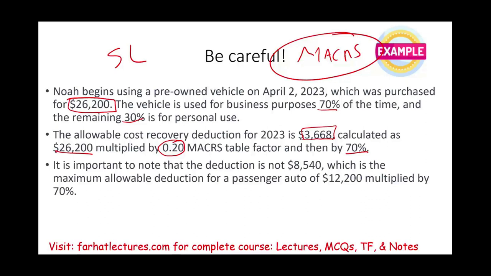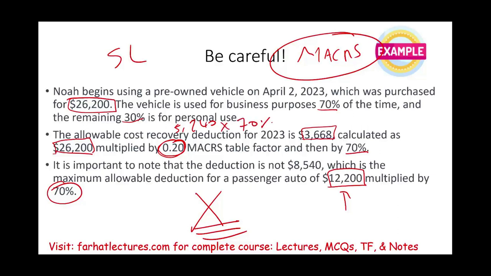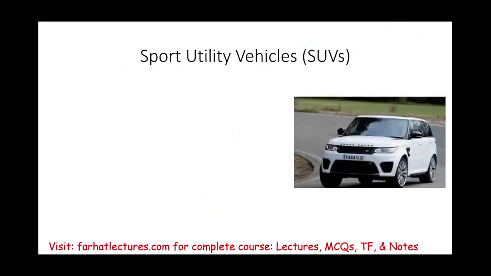Here's what happens. Some students take 12,200 and multiply it by 70%. No, you don't do that. You don't take 12,200 multiplied by 70%. The way you compute the depreciation is MACRS. You take 26,200 times 20%, that's the MACRS depreciation, and this happens to be 5,240. It's way below the limit, but you also have to reduce it by 70%, which gives us 3,668, not 3,680.